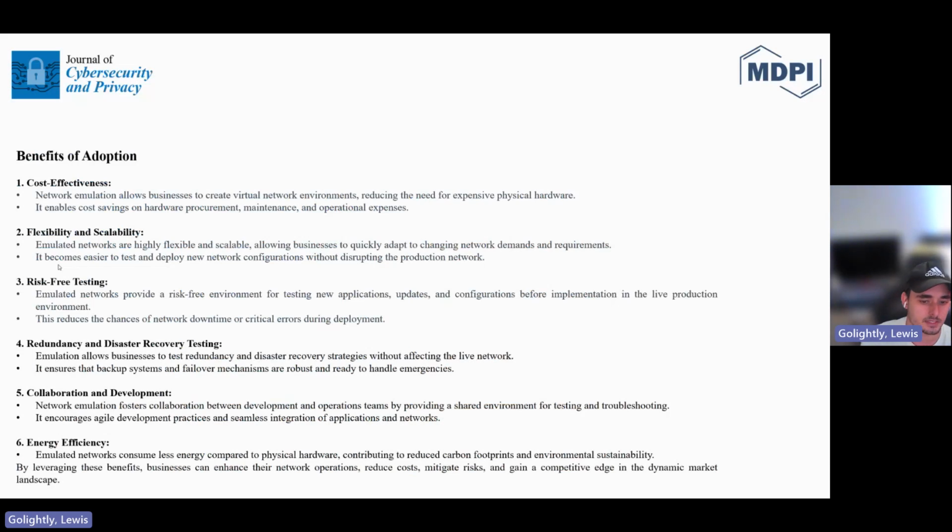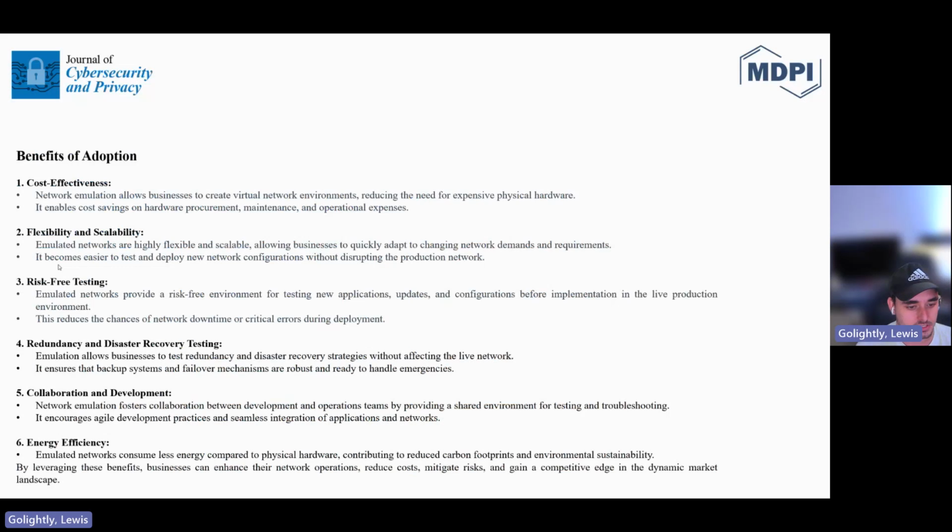This can reduce the chance of network downtime or critical errors during the deployment. Test recovery testing and redundancy. By providing an isolated environment, emulation allows businesses to test redundancy and disaster recovery strategies without affecting the live network that's in operation. And you can do this to ensure business continuity going forward.